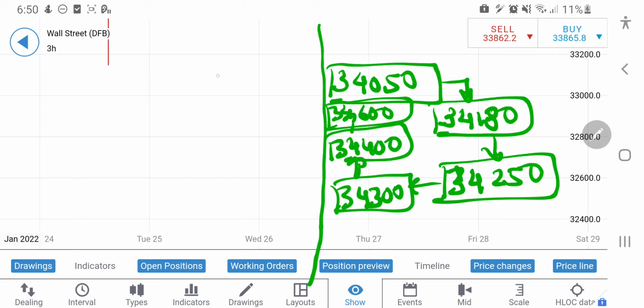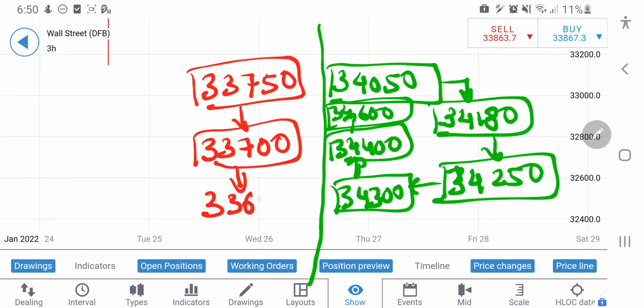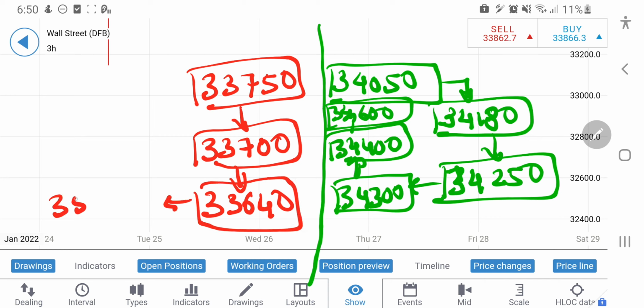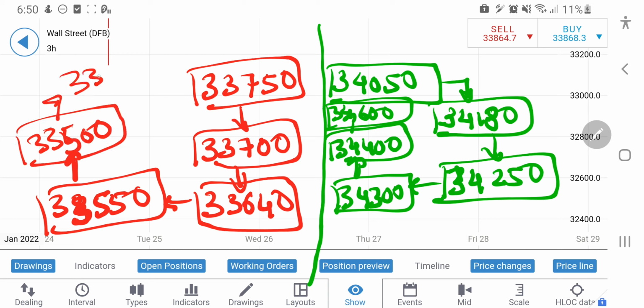And on the downside, right now it is trading at 33,860 levels. If it breaks 33,750, you can enter a short here. You can expect it to get support at 33,700, 33,640. After that it will lend till 33,550, 33,500, and then towards 33,400.